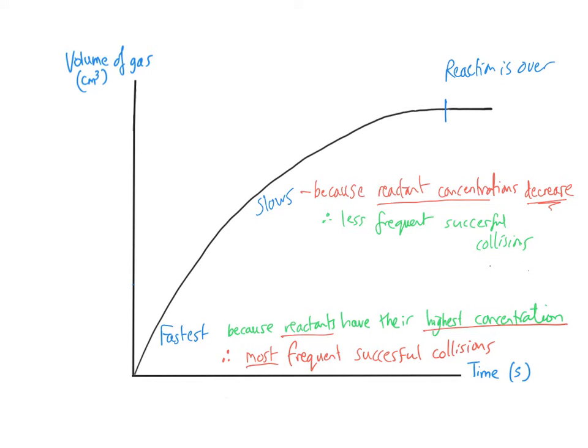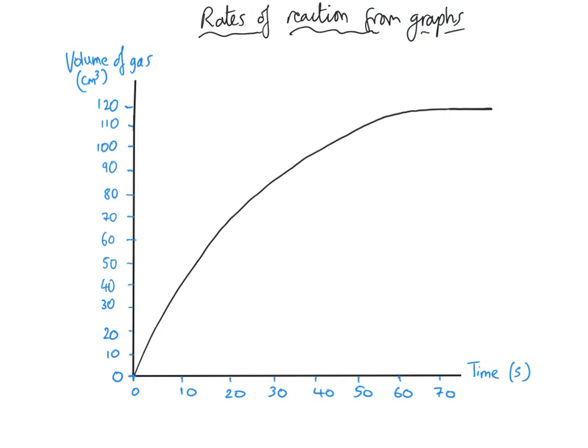And the reaction is over at the end because one chemical is used up, and therefore there are no successful collisions. There might still be collisions because there's some particles there, but none of them are going to lead to a chemical reaction. Let's have a look now at how we can work out the rates of reaction by using graphs.